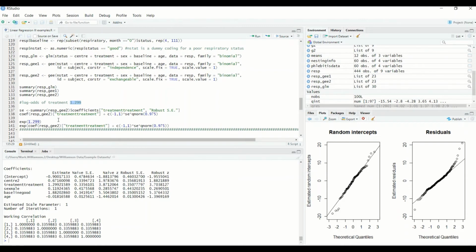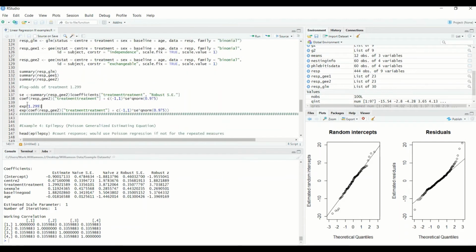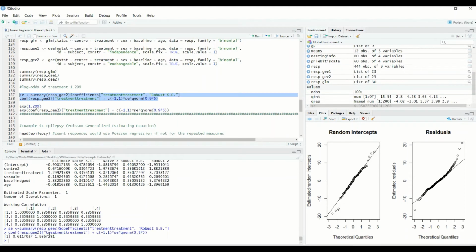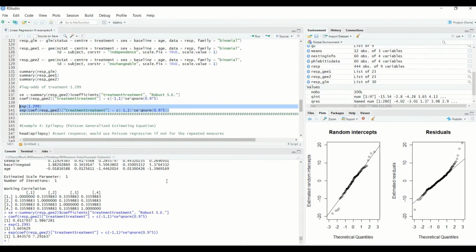We like odds. So what we're going to do here is, first of all, get the standard error out, set that in there, and then take the exponential of this log odds to get the actual odds, and then use this of the coefficient to get the confidence intervals.